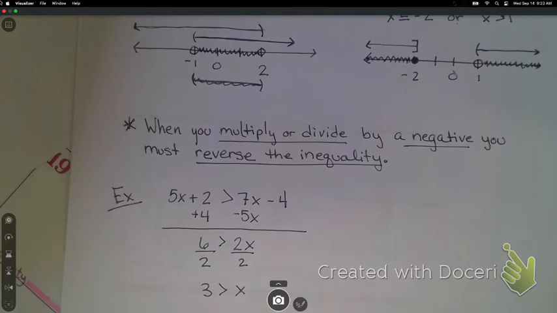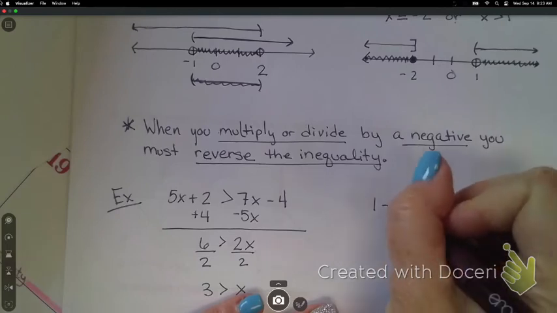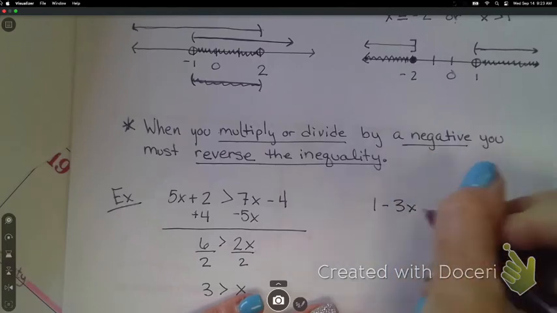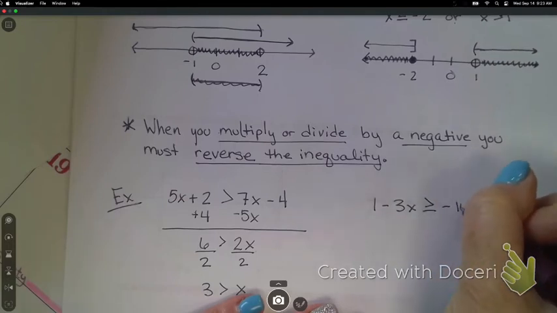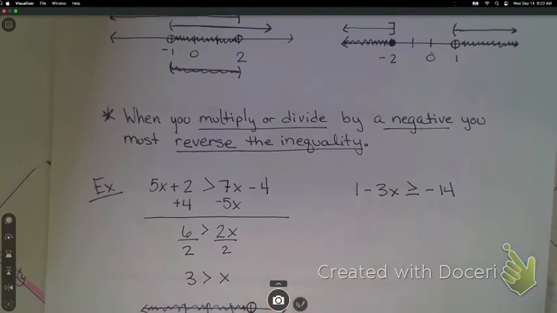Okay, here's one on your own. Oh, actually, we're going to do this one together. 1 minus 3x is greater than or equal to negative 14. Gerhard, what do you want to do first? You're the first one that spoke. Can't see the rest of the bottom. Oh, sorry.